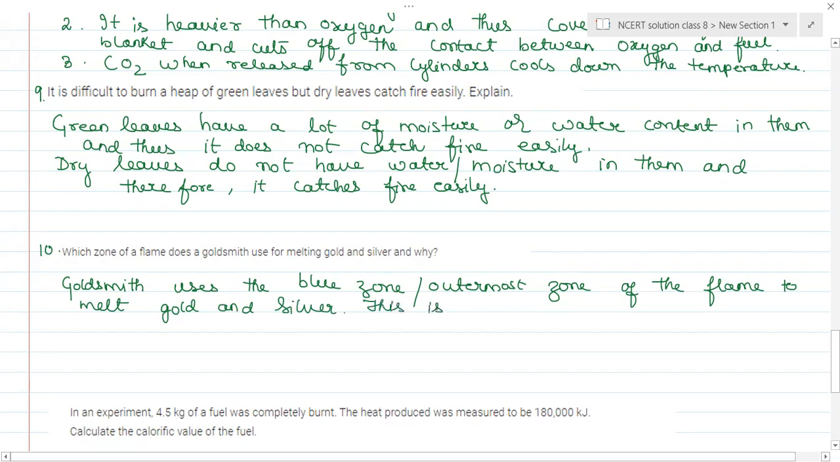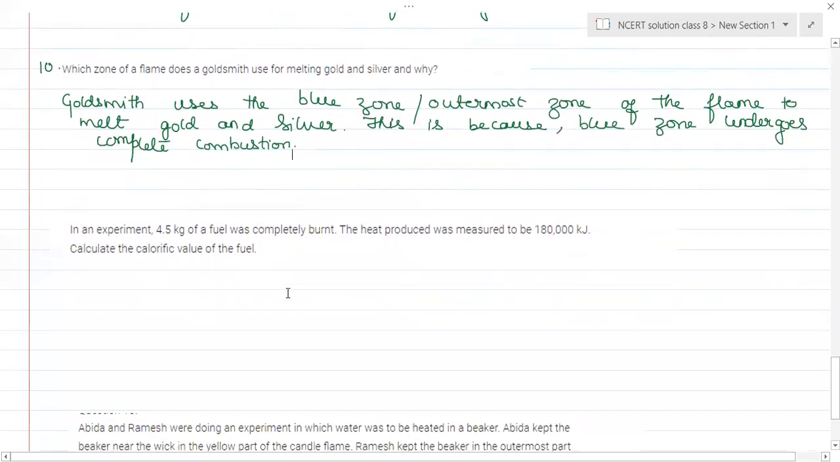This is because the blue zone undergoes complete combustion, and obviously produces more heat. Now you must understand, to help them with this, they use a thin capillary tube and blow in oxygen so that more oxygen is provided to the flame and their work gets done easily.